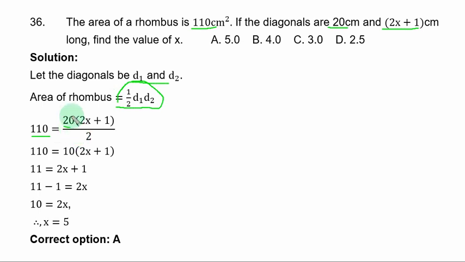You can divide by 2. So from here, 20 divided by 2, you have 10. So you have 110 equal to 10 bracket open 2s plus 1. You can divide through by 10. Here becomes 11 equal to 2s plus 1. Collect like terms by transferring plus 1 to the left hand side. You have 11 minus 1 equal to 2s. That is 10 equal to 2s. Divide both sides by 2. s is equal to 5. So A is the correct option.